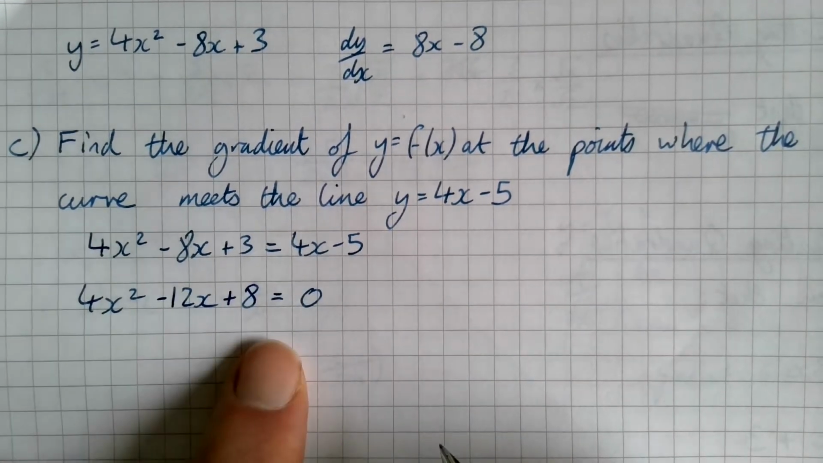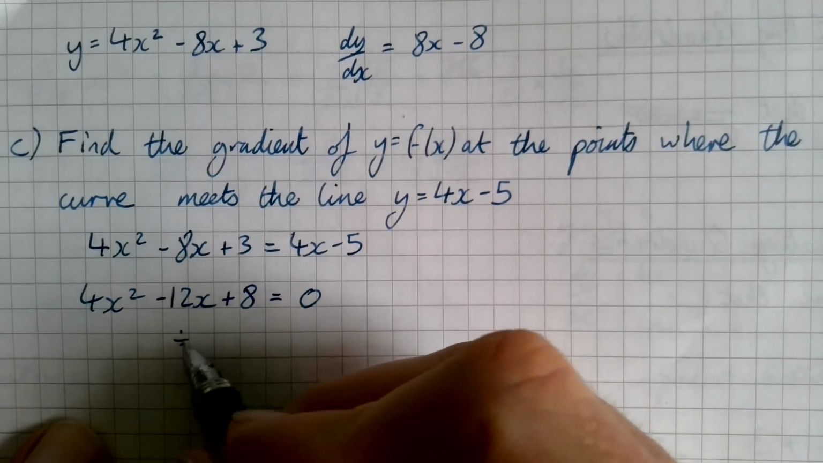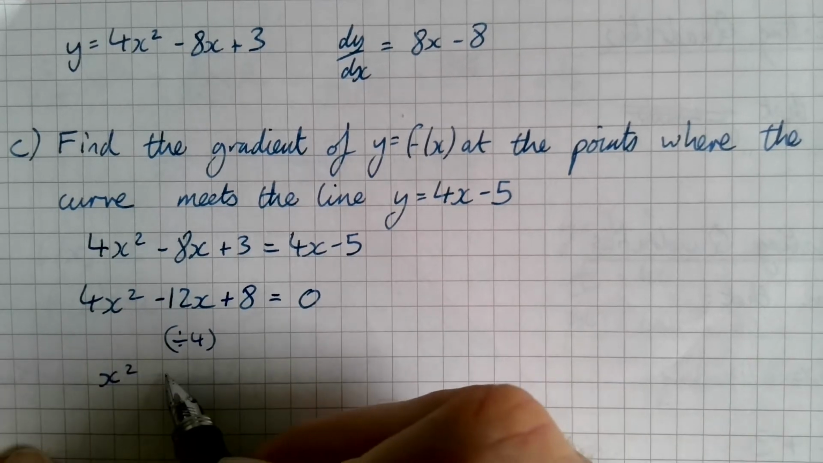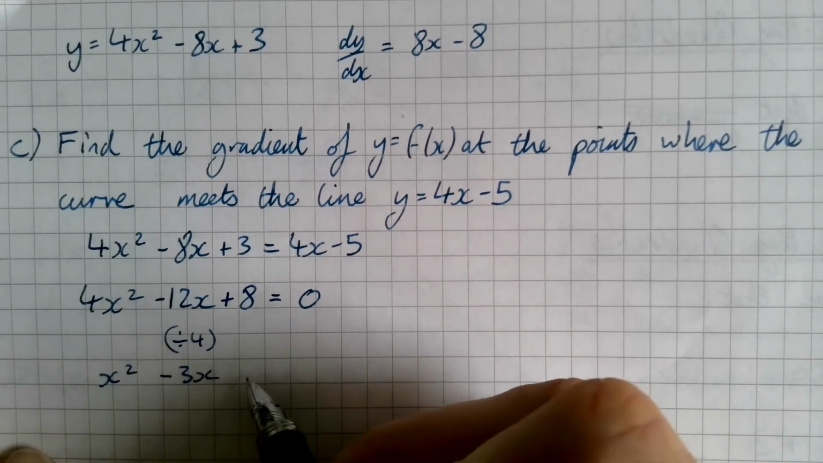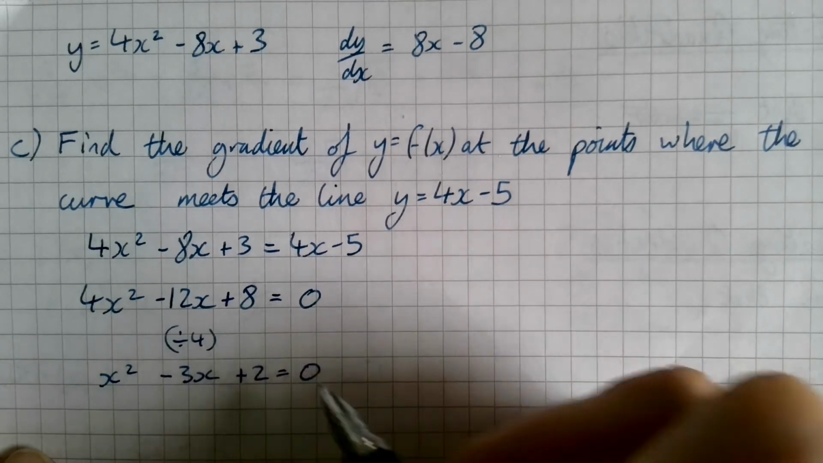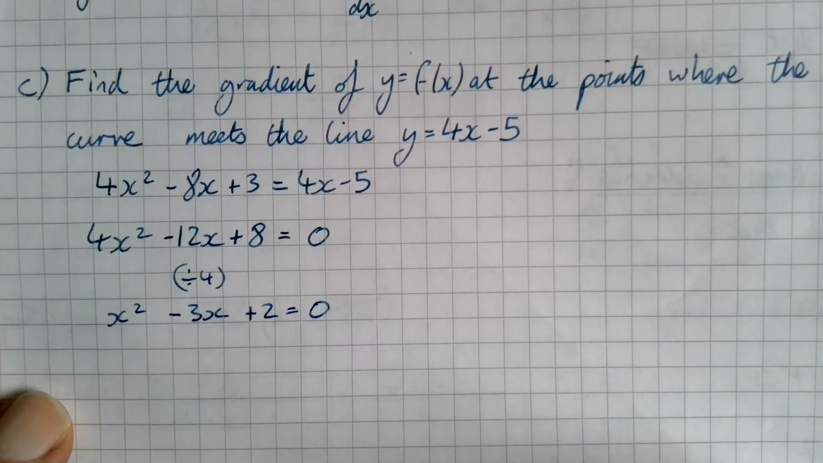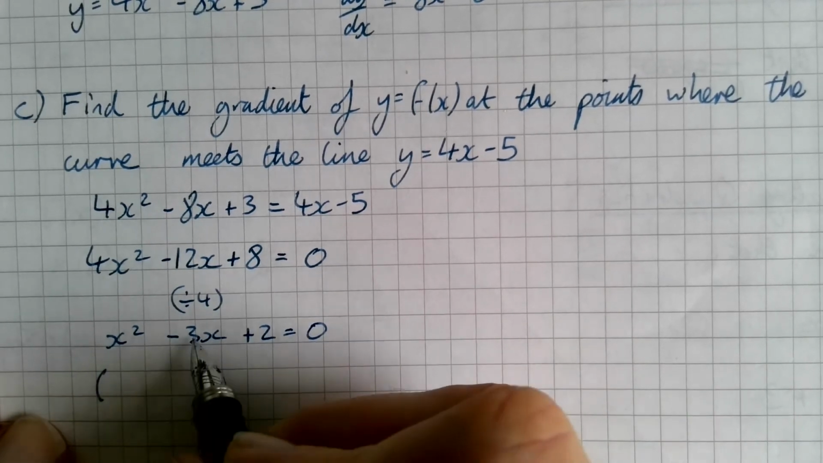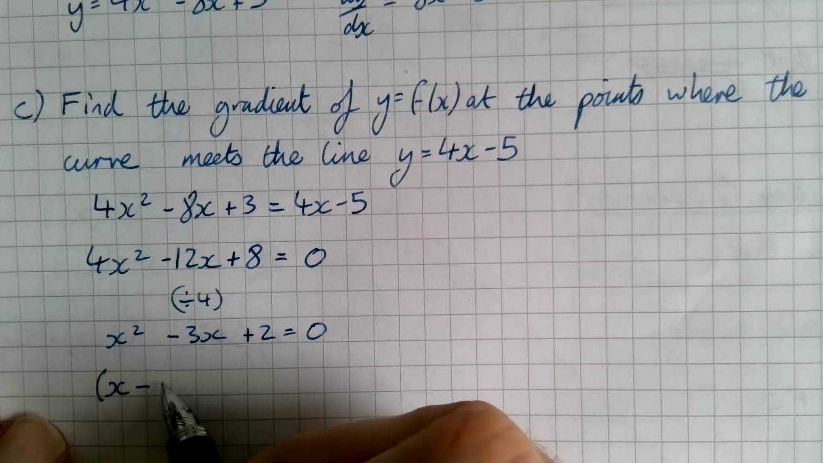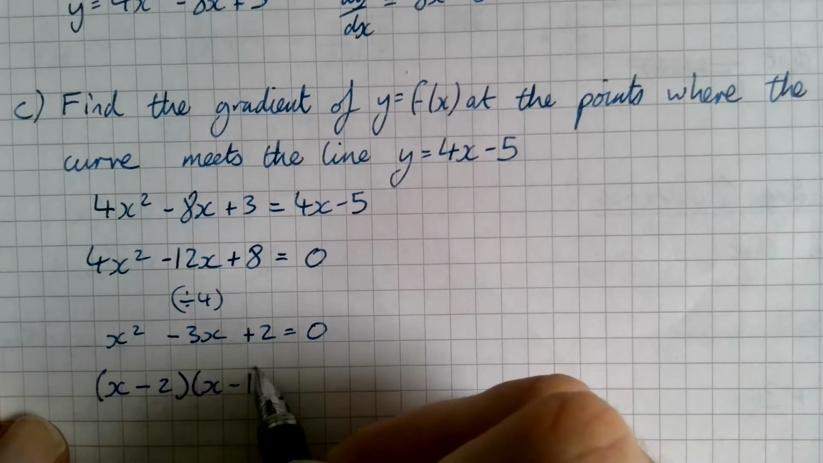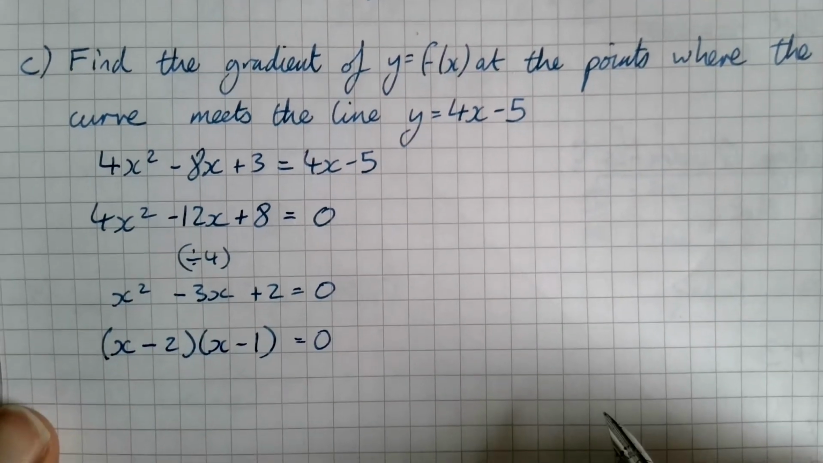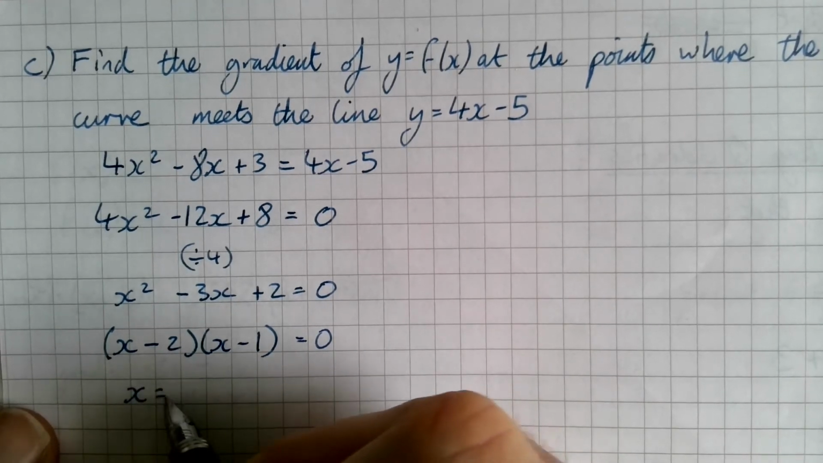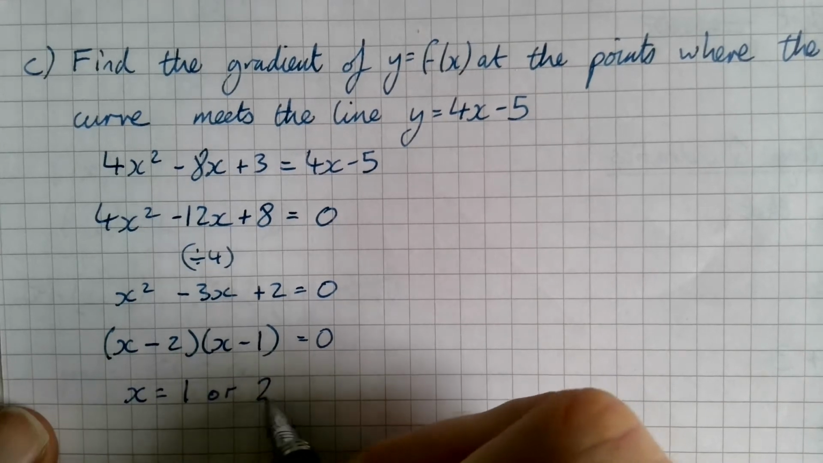Now they all look like 4 goes into them, so if we divide everything by 4, we get x squared minus 3x plus 2 equals 0. Does that factorize nicely? 2 times 1, yeah, it does, and both negatives, so x minus 2, x minus 1 equals 0. So from that we know that the brackets must equal 0, so x equals 1 or 2.